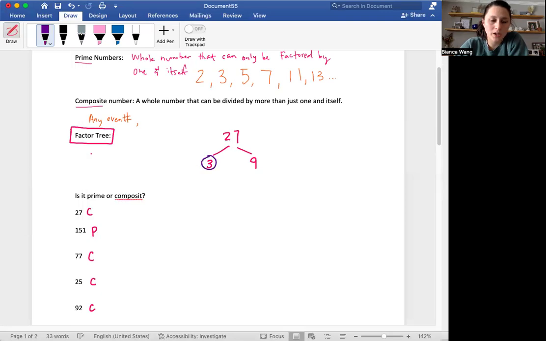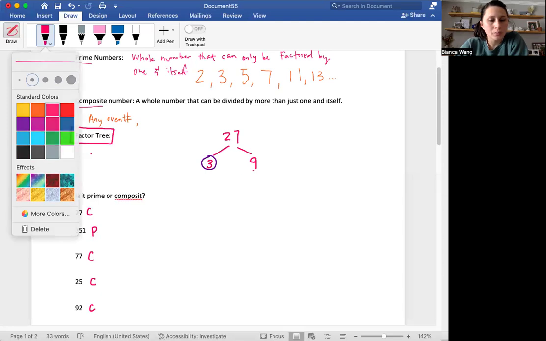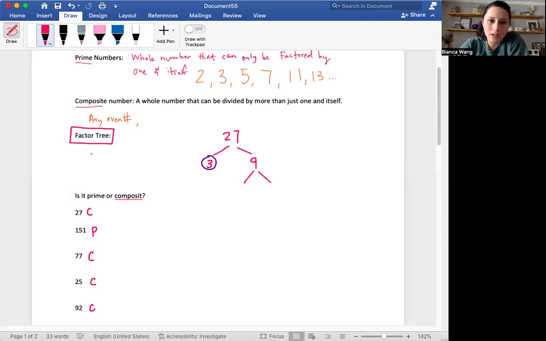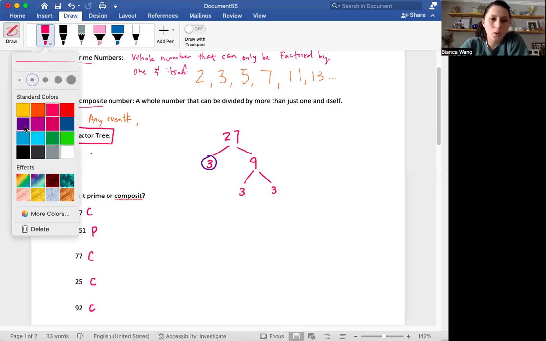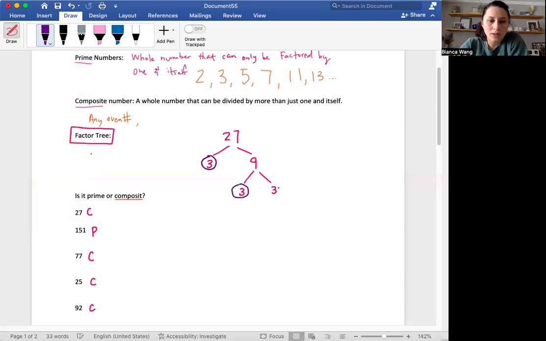That means you can't branch that number off anymore. However, if it's not a prime number, that means you can branch it off some more. So 9 can be broken into 3 and 3. And so in this case, 27 can be broken down into 3 times 3 times 3. And if you were to get your calculator out and plug this in, 3 times 3 times 3 is 27. So we're breaking 27 down into all primes.